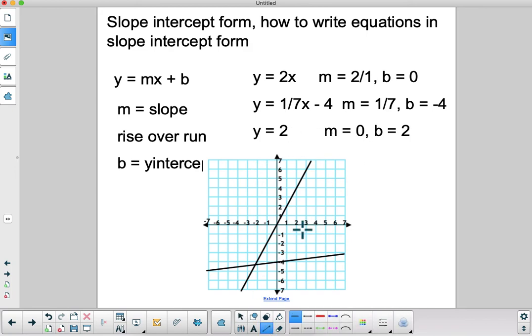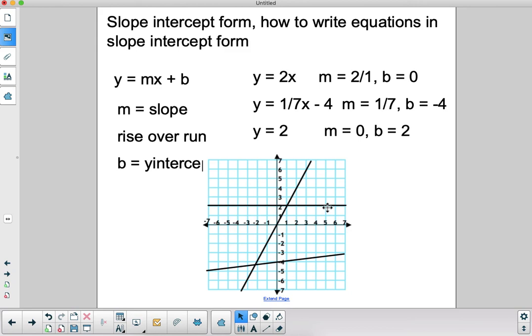So our last line here, we have y equals 2. So we know our y-intercept is 2. That's where we always start, is that y-intercept. It has a slope of 0. So that means I don't rise or fall at all. I just go straight across. Has a slope of 0, so 0 rise or fall.